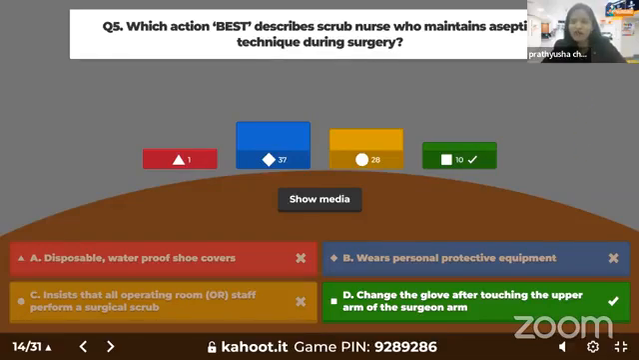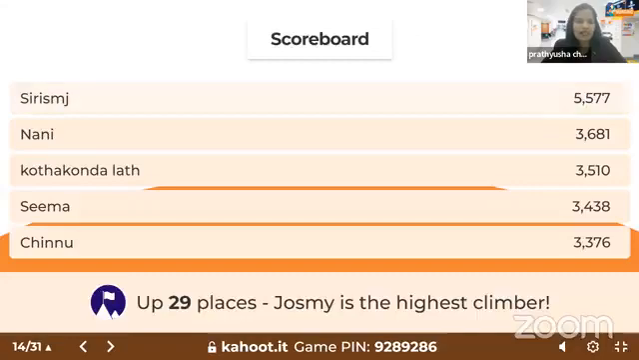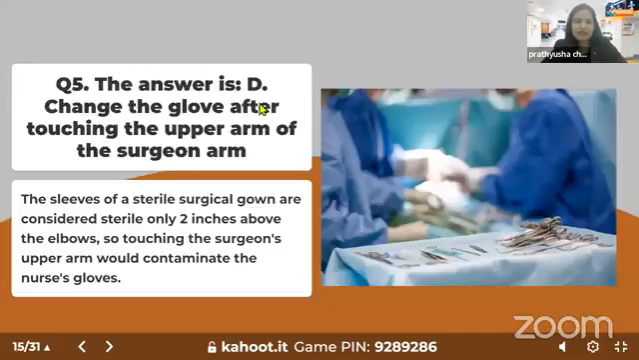I think I have to remind you about the rationale here. The scoreboard again remains the same. Siri is on top and Nani is second. So the option is D, change the glove after touching the upper arm of the surgeon, because the sleeves of a sterile surgical gown are considered sterile only 2 inches above the elbows. So touching the surgeon's upper arm would contaminate the nurse's gloves. After touching this, we should always see that the gloves are changed.